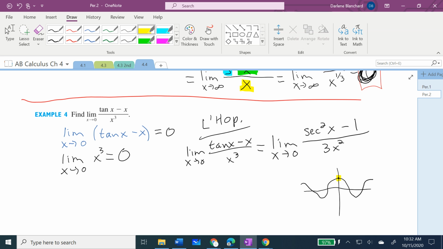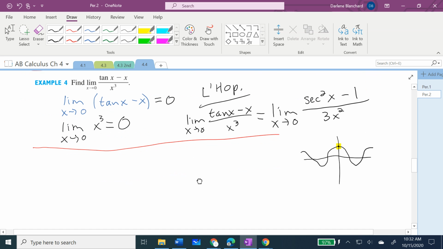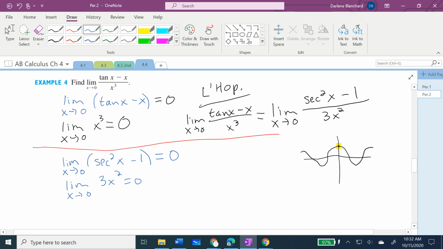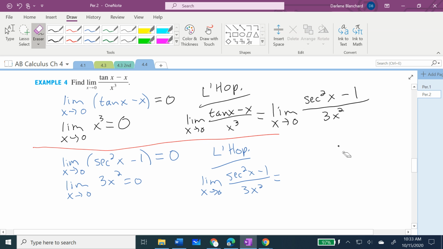I have to L'Hopital this again, don't I? Yes, you do. So here we go again. The limit as x approaches 0 of secant squared minus 1 is equal to 0. Limit as x approaches 0 of 3x squared is 0. You may L'Hopital. So that limit as x approaches 0 of secant squared x minus 1 over 3x squared is equal to, I'm erasing this graph.